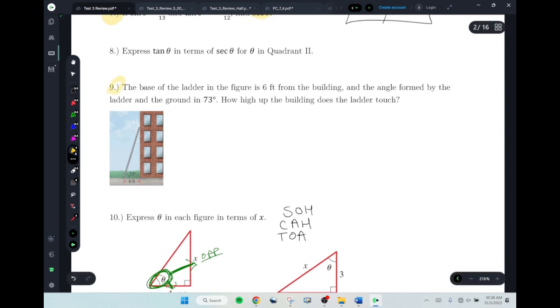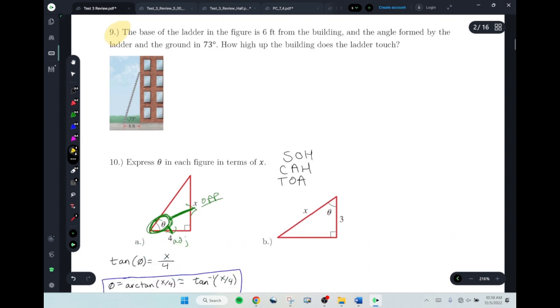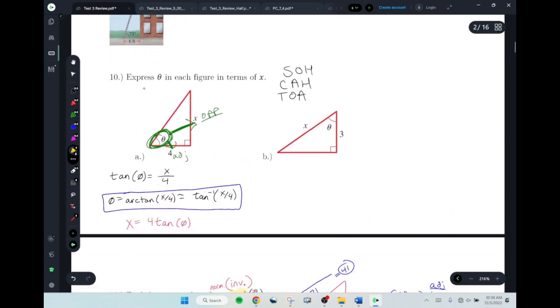Okay. 9 for part 2 of the test. Like for the word problem part, the second half of the test.